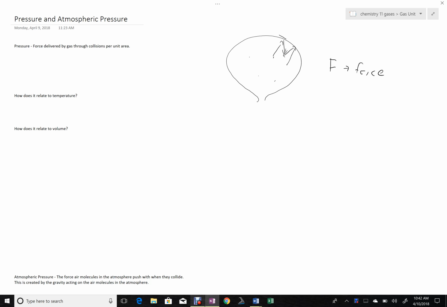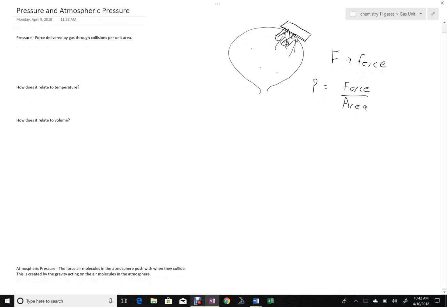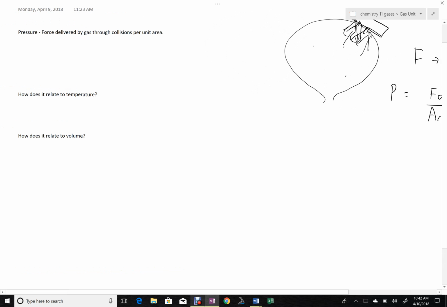So every time they hit that side, they push the side outward, they deliver force. Pressure refers to the amount of that force per unit area. So if we imagine the area that it's hitting on the side of the balloon, how much force is being delivered in that given area? So how does it relate to a few things here?